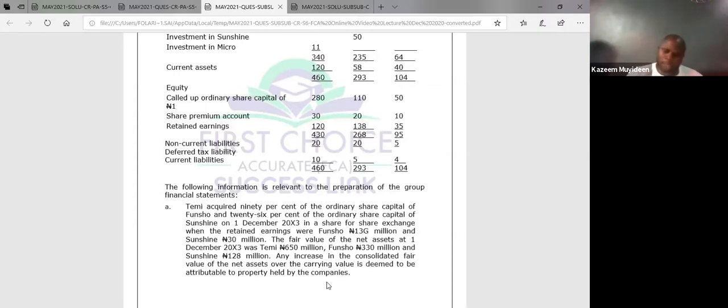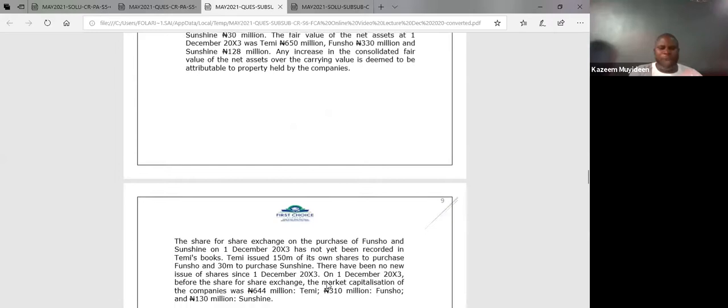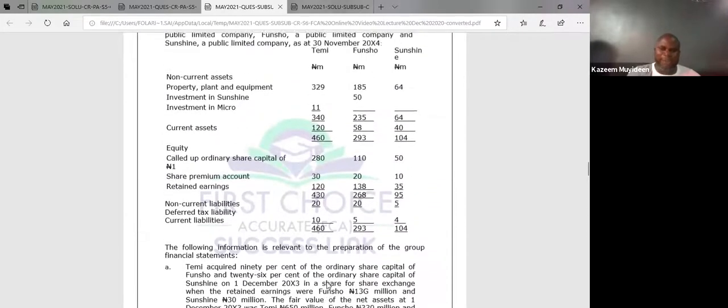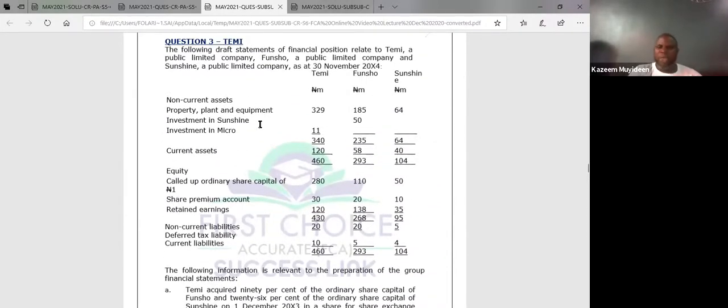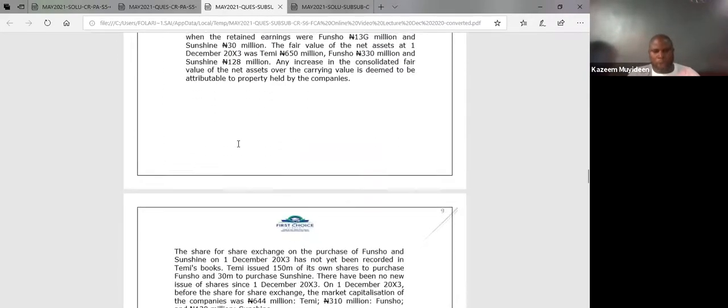No story. Let's read the second one. The share for share exchange, because he used share consideration for the purchase of Fusion and Sunshine on 1st December 2003, has not yet been recorded. So if you go to the accounts, you cannot say he has not recorded it at all. The investments of Temi in Fusion and Sunshine have not been recorded because he used share consideration. No issue. Good.